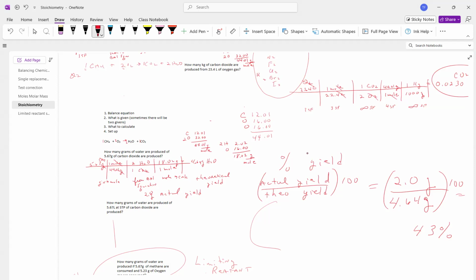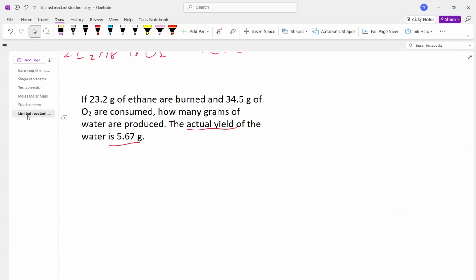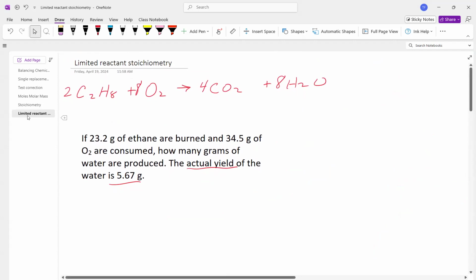Okay, are there any questions about this? Now, this is the foundation on which we're going to build when we have more than one given. We're burning ethane. Ethane is C2H6. We're burning it in oxygen. Balance the equation. Okay, the equation is now balanced.